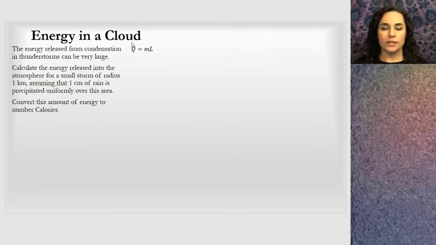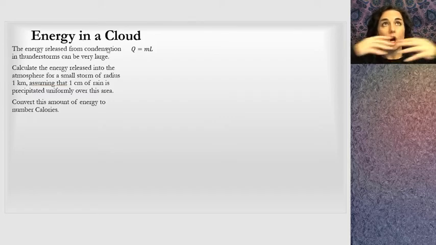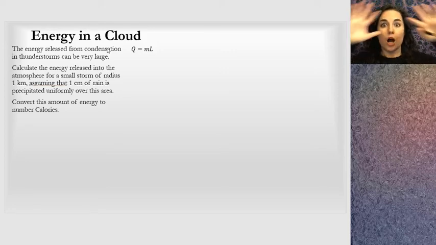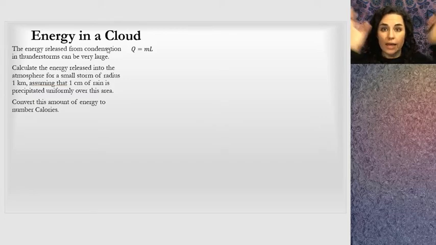I have energy in a cloud. This is a really cool example. The energy released from condensation in thunderstorms can be very large. So if you imagine all of the water vapor in the air in the form of clouds, and that condenses and then falls as rain, all of the energy of the molecules moving around in the air is taken away, and they become condensed into rain. So calculate the energy released into the atmosphere after a small storm of radius 1 kilometer, assuming that 1 centimeter of rain is precipitated uniformly over this area.